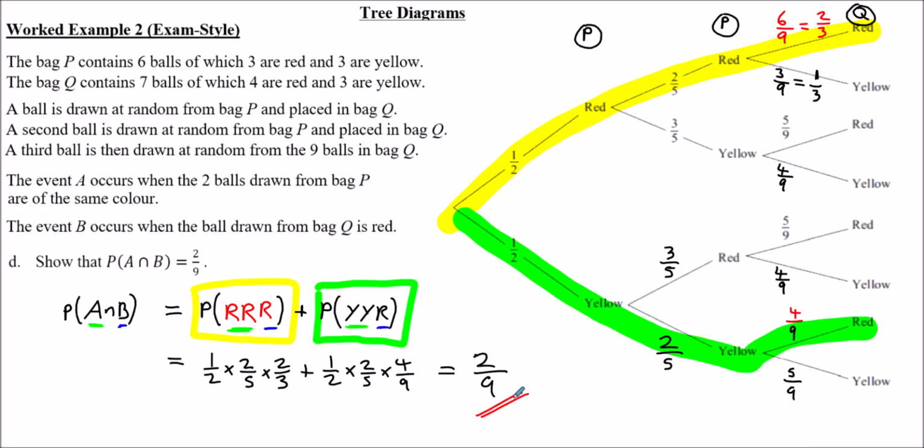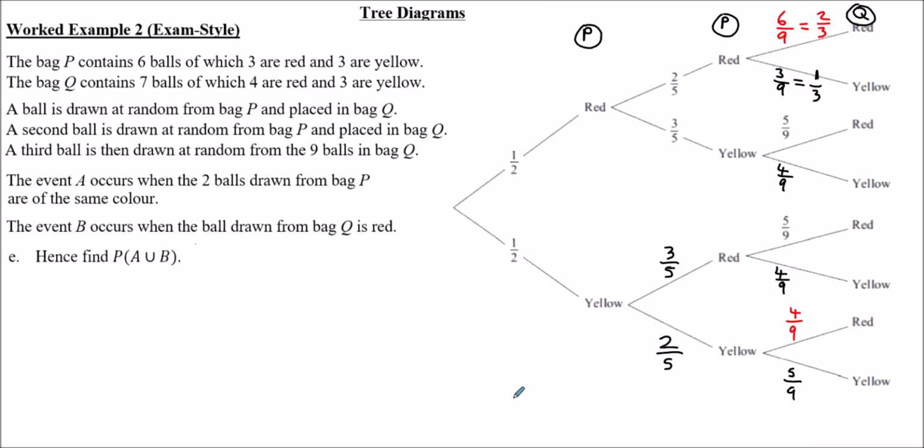So next up is part E. Part E, hence find the value of the probability of A joined up with B, A unified with B. So we need to remember this law of probability. So probability of A joined with B, A unified with B, is the probability of A plus the probability of B minus the probability of being in the intersection of A and B. So we can fill in what we know.